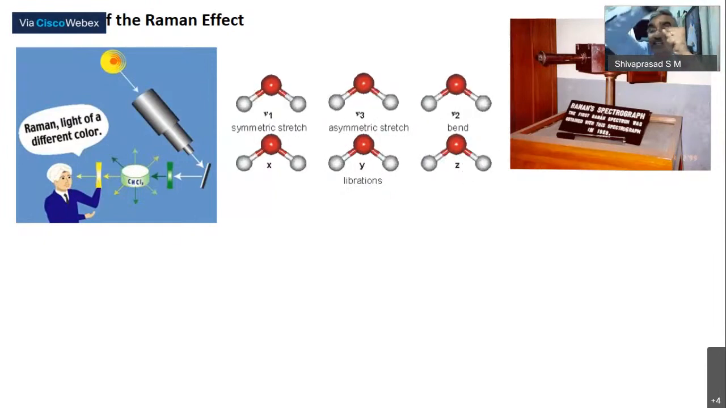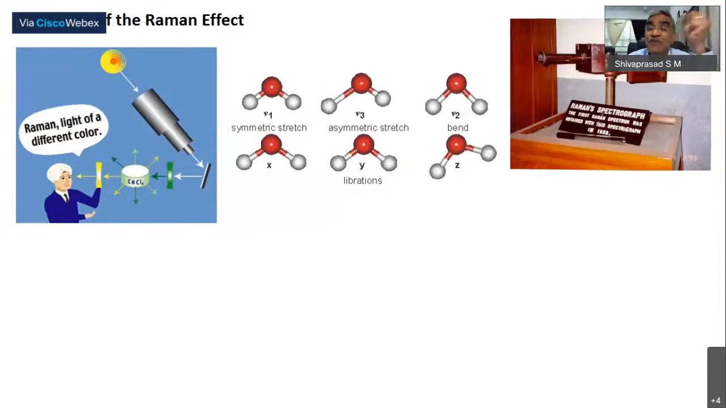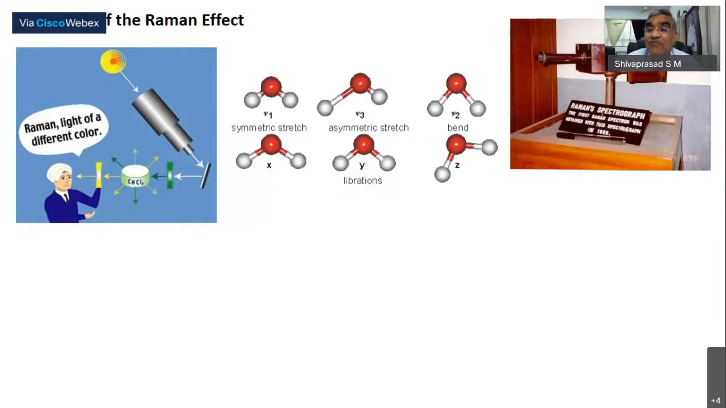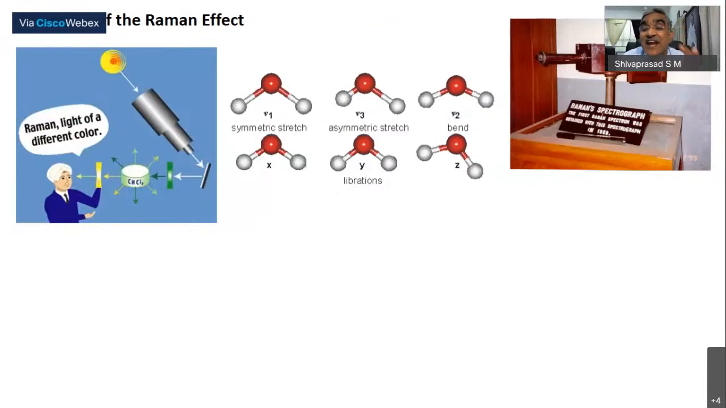He said that it was an elastic scatter. But Raman said, if it is moving, my light will come, hit it, and because it is moving, it will change its energy. That's what he did. He found out that there's an inelastic scattering of light.